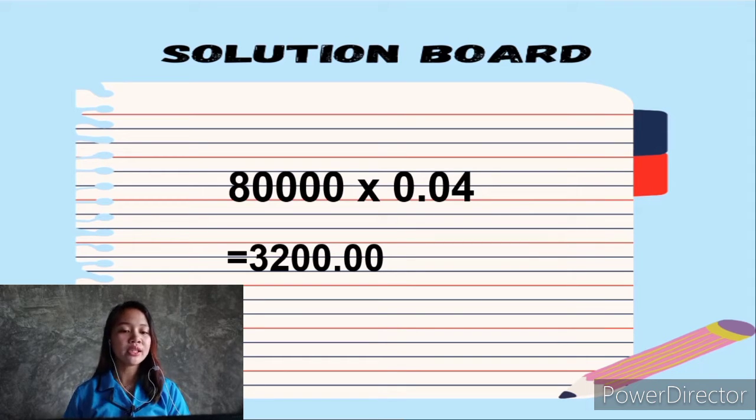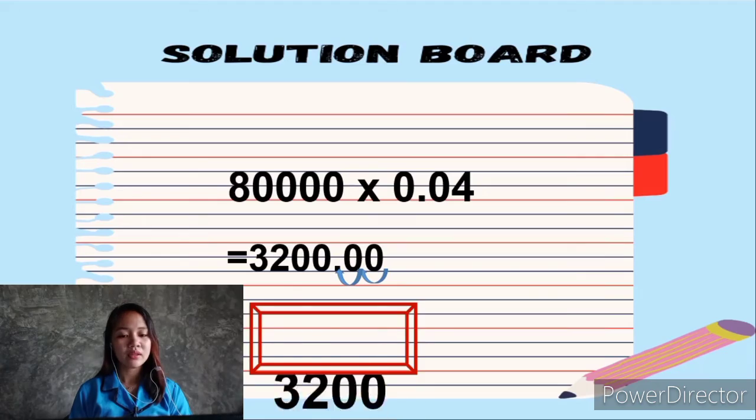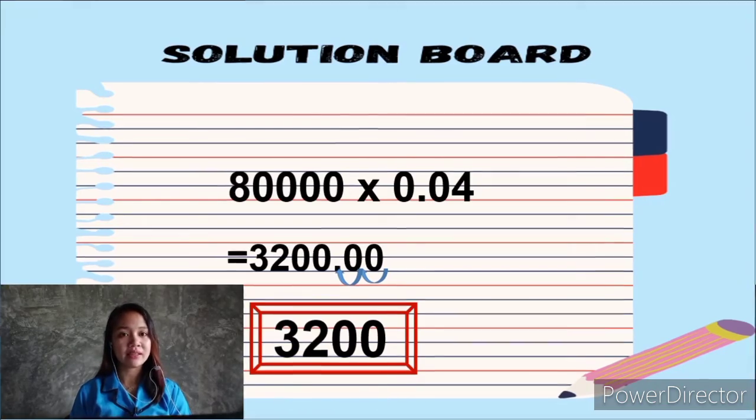320,000. So, kung ilan yung decimal points nang i-multiply natin, yun din yung tatanggalin natin sa sagot. So, 1, 2. So, 2 decimal points yung tatanggalin natin. So, ang magiging sagot is 3,200.